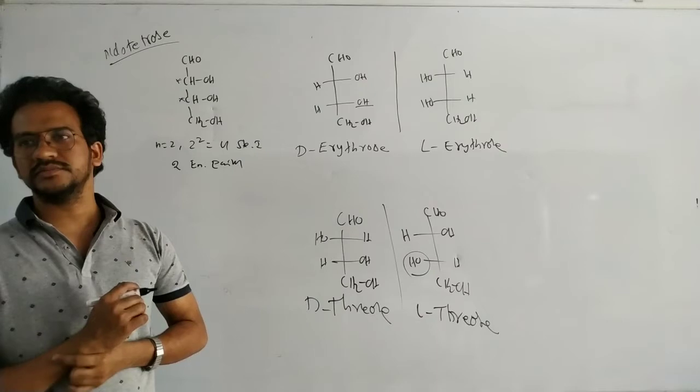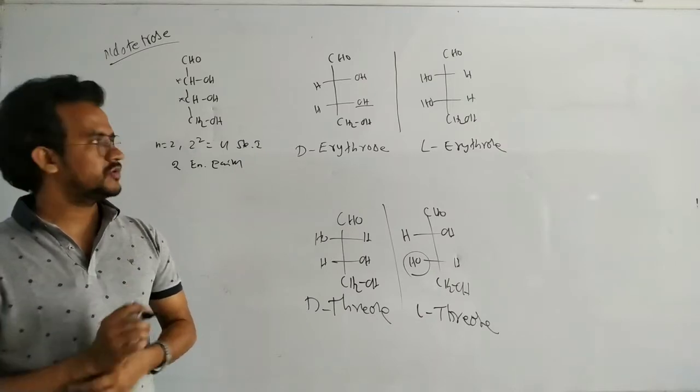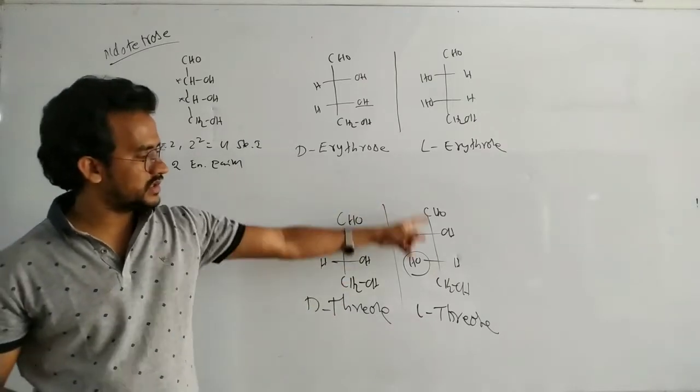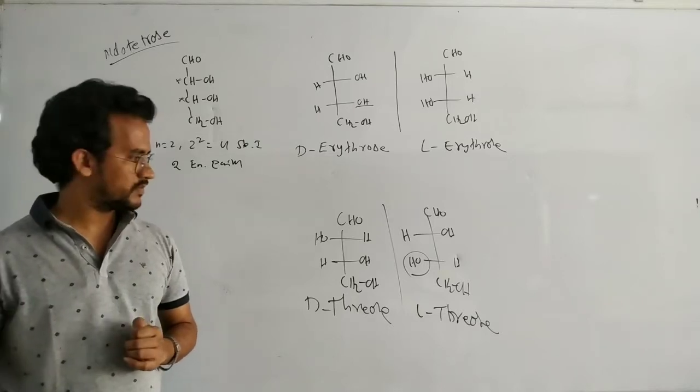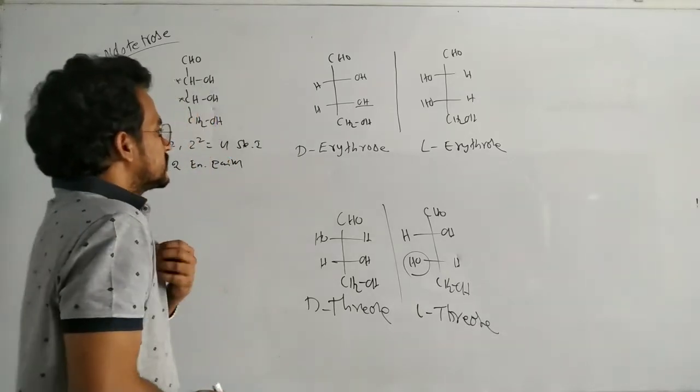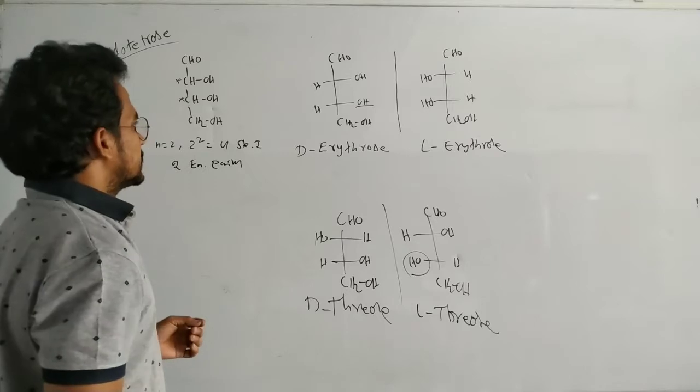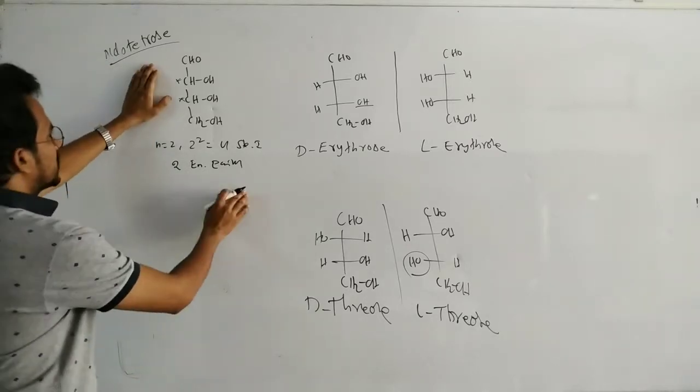2 enantiomeric pairs. 2 are the D sugars, 2 are the L sugars. That's it. 2 enantiomeric pairs. Next.